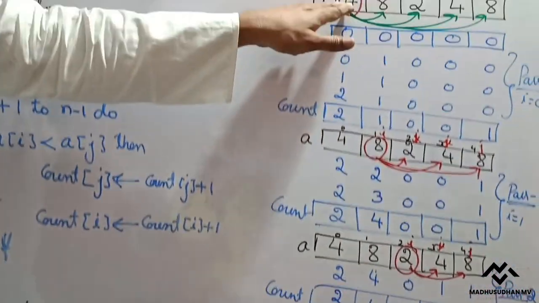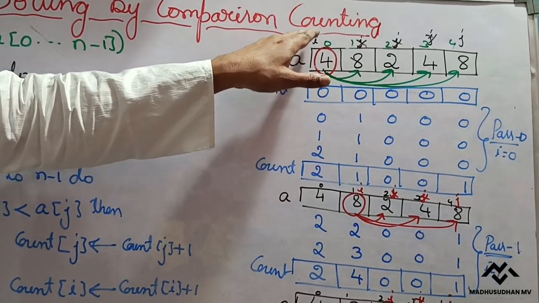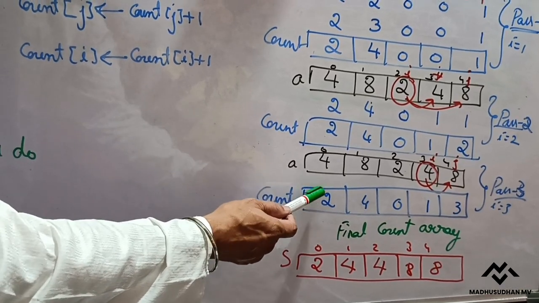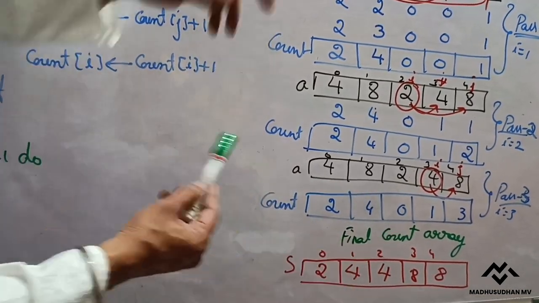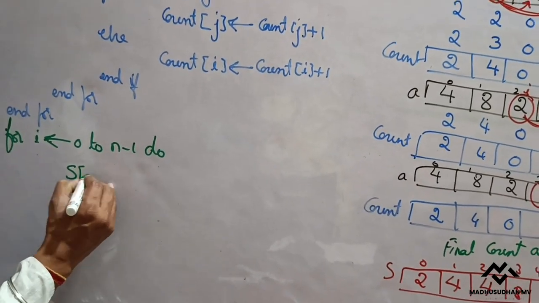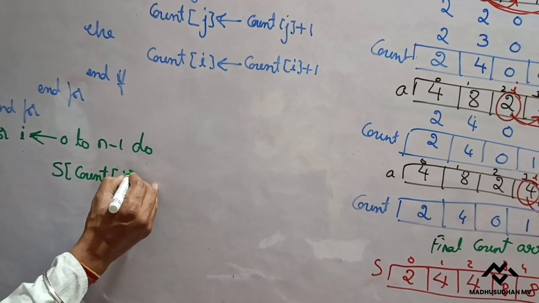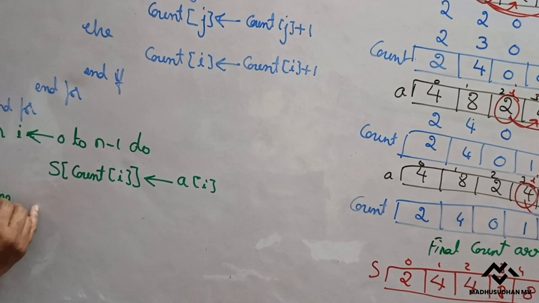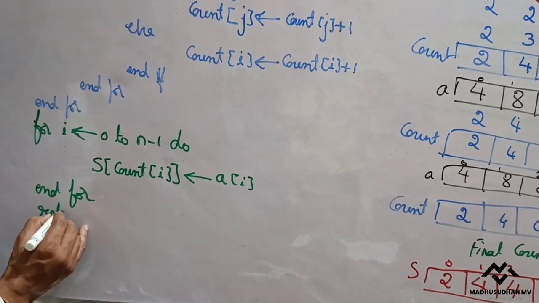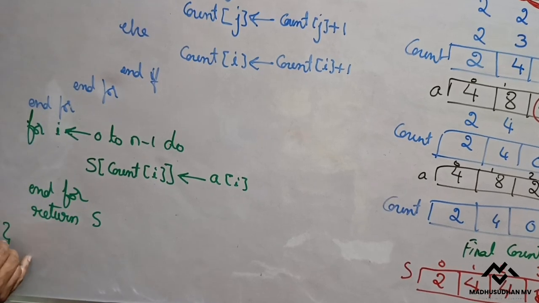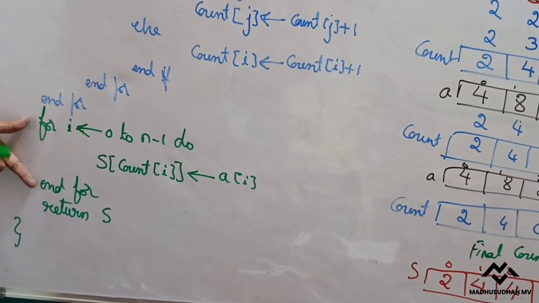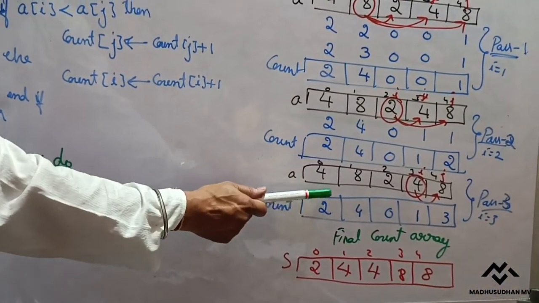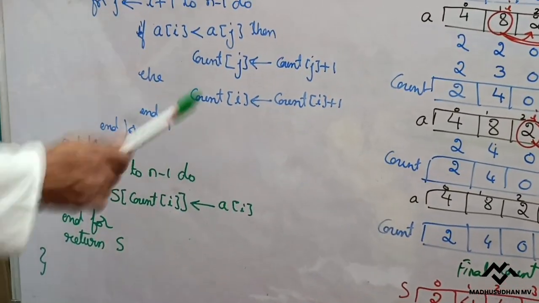See, this element, what is that element? A of i. This a of i is stored in this position, which is given by count of i. So I will write S of count of i, I am placing a of i. And finally return S. That's it, the algorithm. So this is to place each element of the input array using this count in this position in the final array. This is the algorithm.